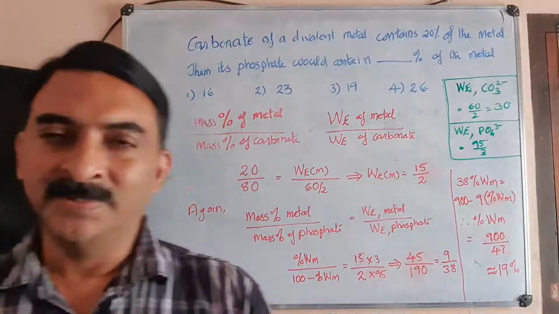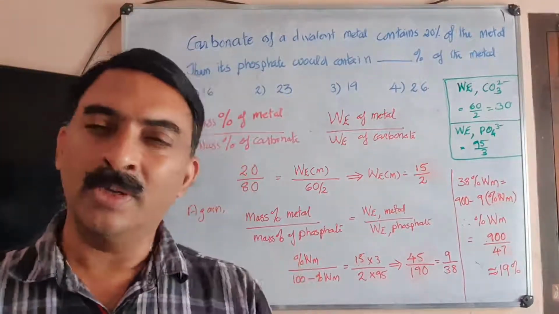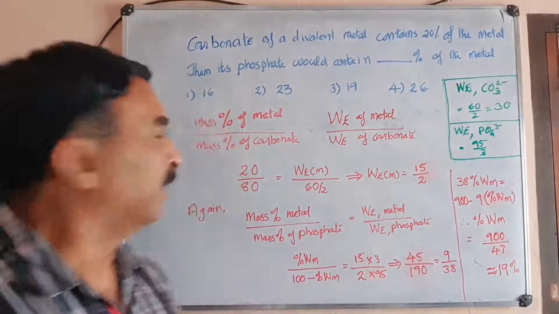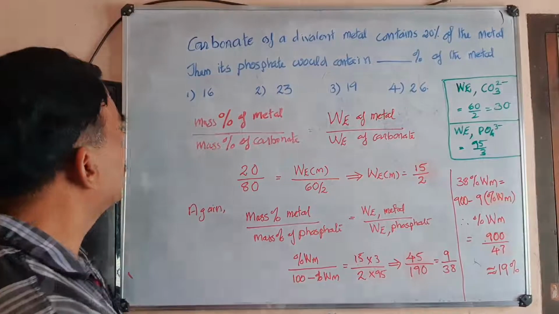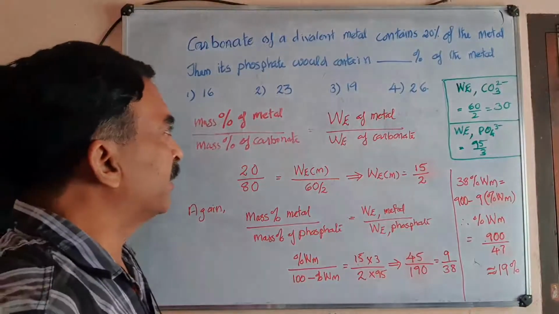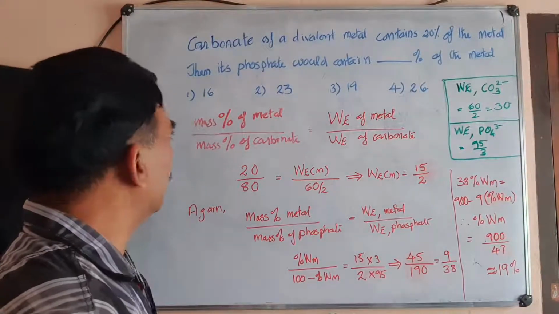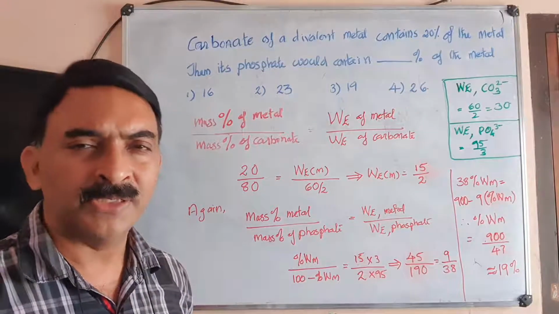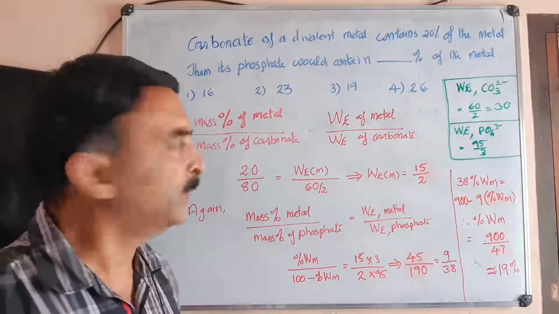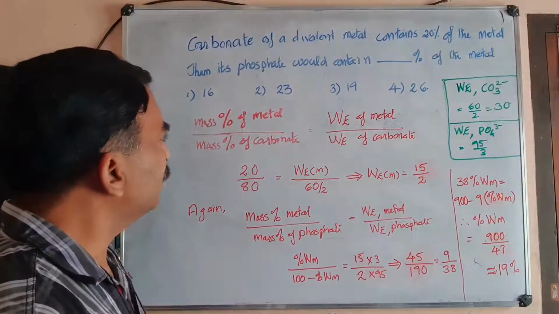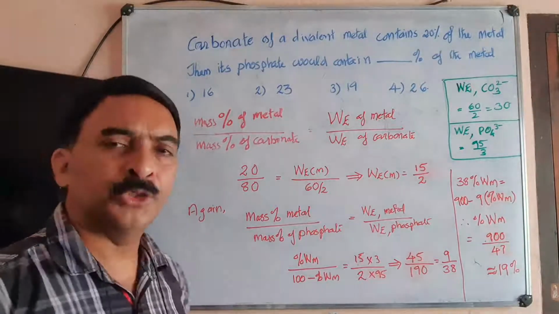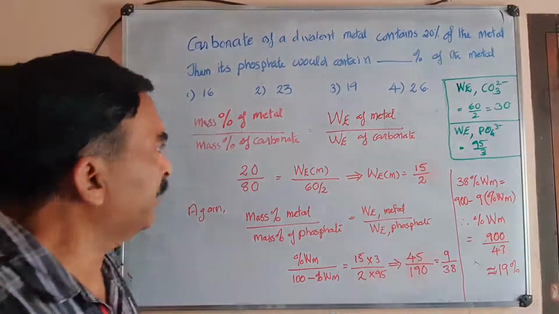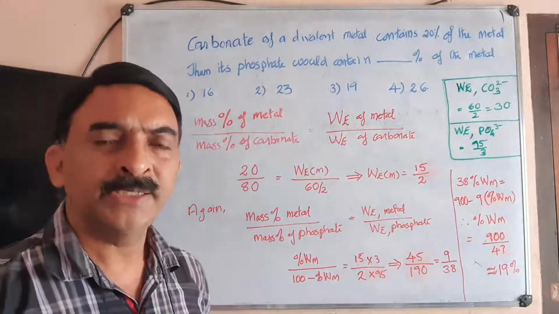Good morning, students. Today we work out a problem based on equivalent mass. The problem reads like this. Carbonate of a divalent metal contains 20% of the metal by mass. Then its phosphate would contain dash percent of the metal, again by mass. They have given four answers.